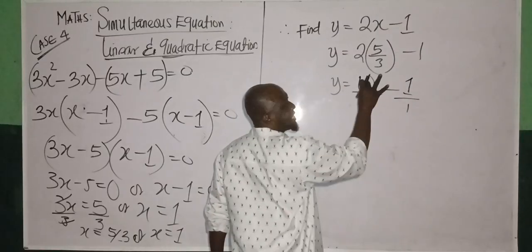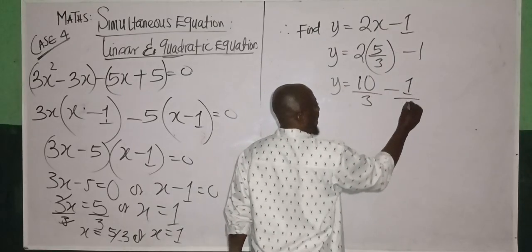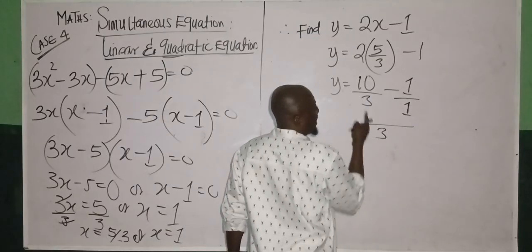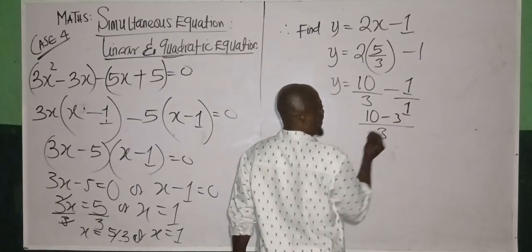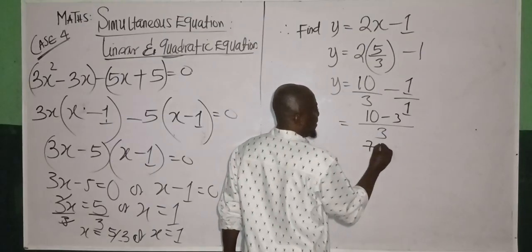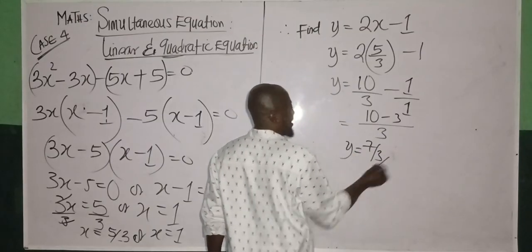Find my LCM, because this is a fraction. Make this one a fraction so that you can find LCM. What's my LCM here? It is 3. 3 in 3 is 1, and this one I have 10 minus 3 times this one, I'm having 3 here. So this will give us what? 7 over 3 for my first y.